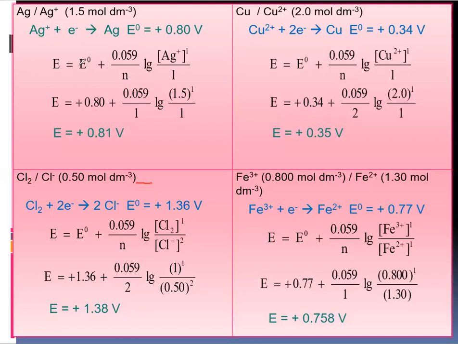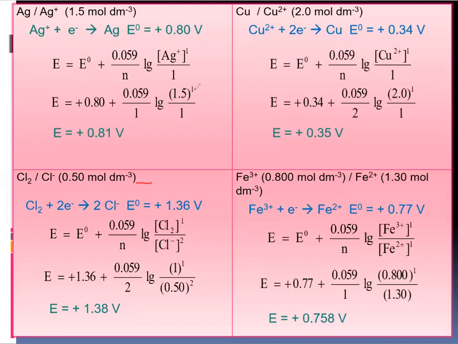Now this value has also been given, which is E naught, which is 0.80, plus 0.059. Don't forget 0.059 was calculated from RT all over F. If you can't remember this value 0.059, solve it yourself. Multiply the value of R times T divided by F. Those values will always be given to you. But if you can remember this, it will save you a lot of time.